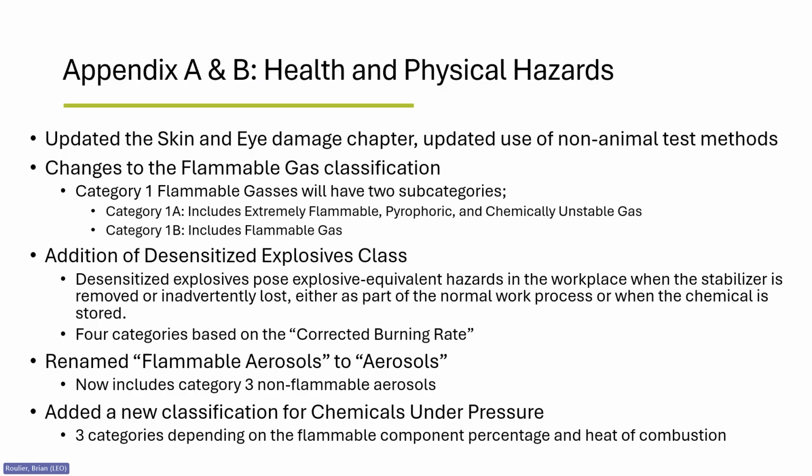For flammable gases, the categories have been updated to include two subcategories for Category 1 flammable gases. Category 1A flammable gases will include extremely flammable gases, pyrophoric gases, and chemically unstable gases. Category 1B will include flammable gases which are not pyrophoric or chemically unstable and have specified properties differentiating them from 1A flammable gases. Appendix B also added the desensitized explosive hazard classification.